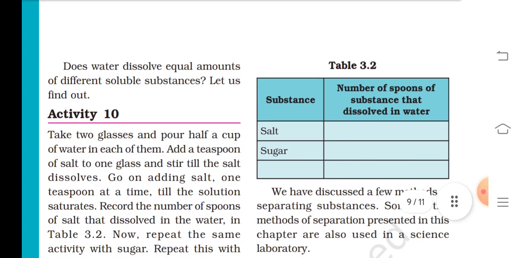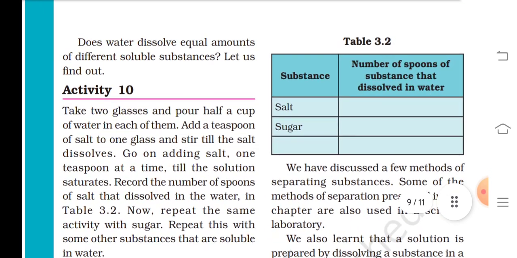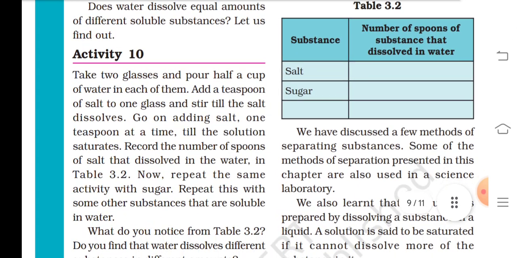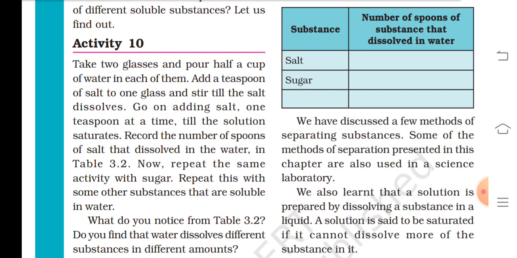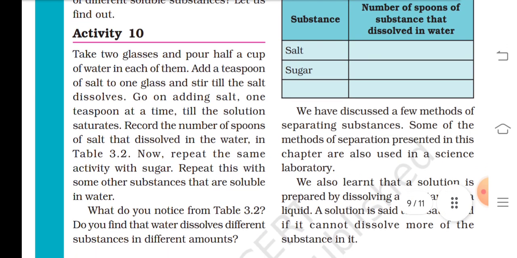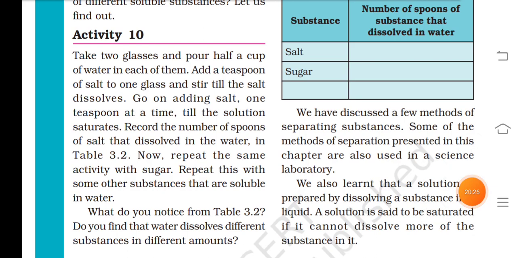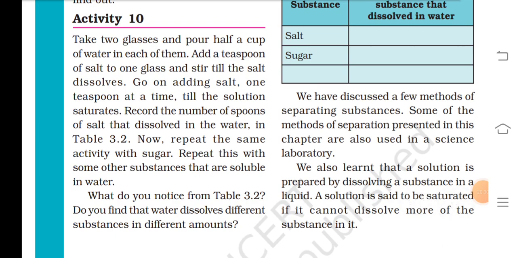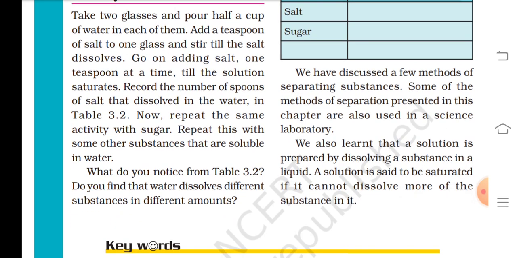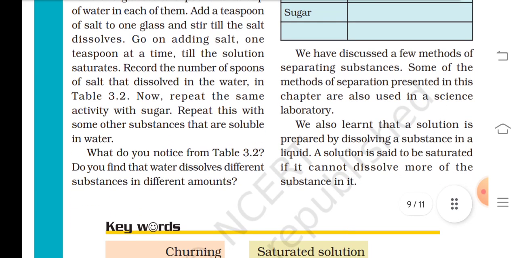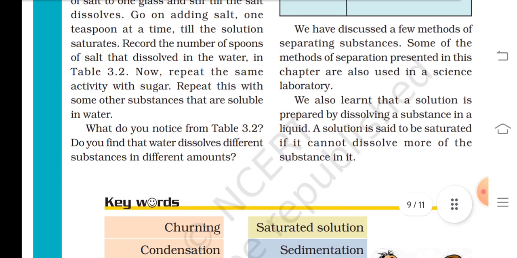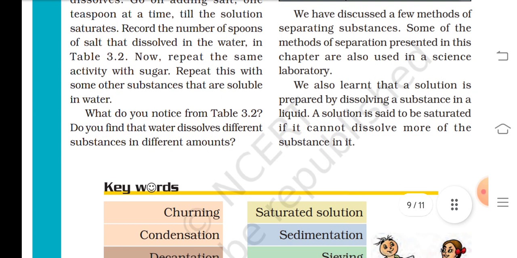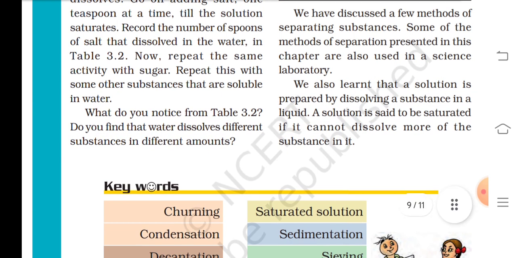Does water dissolve equal amounts of different soluble substances? Let us find out. Activity 10. Take 2 glasses and pour half a cup of water in each of them. Add salt, 1 teaspoon at a time, to one glass, stirring till the solution is saturated. Record the number of spoons of salt that dissolve in the water in Table 3.2.